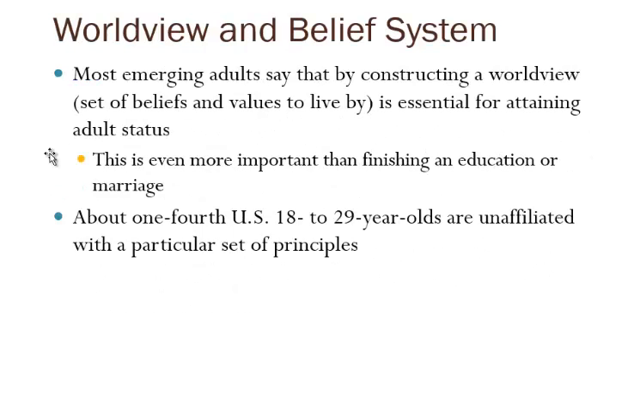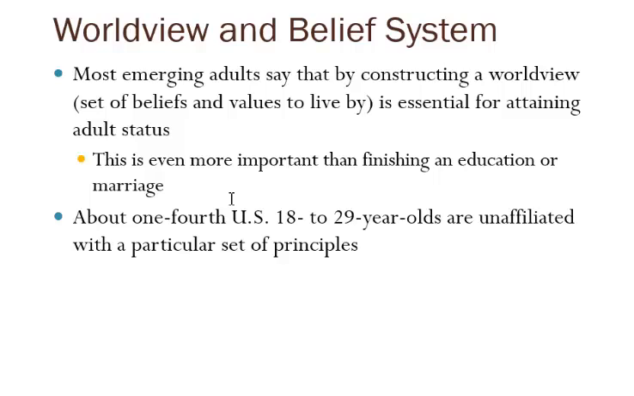A child, or in this case already an adult, as we're talking about the later part of adolescence, establishes a worldview or a belief system. Most emerging adults say that constructing a worldview is essential for attaining adult status. That doesn't mean that it can't be changed, but in my personal experience, people's attitudes change a lot when they're a child, when they're a teenager. Once they reach a certain age, most people are kind of settled. They change a little bit in terms of their worldview and outlook, but much more slowly and much less dramatically.